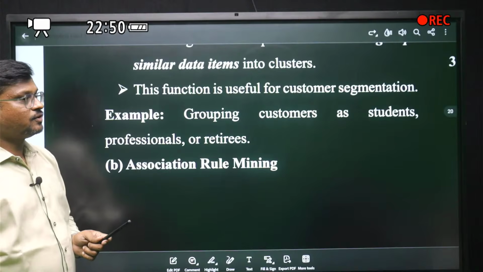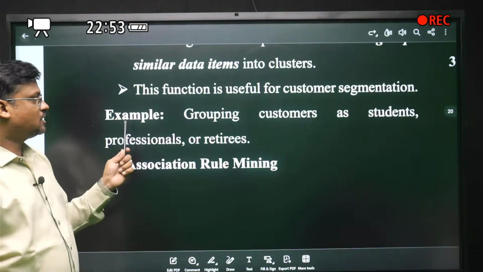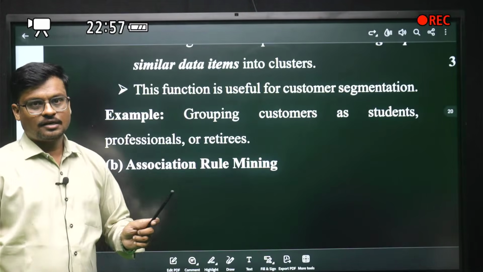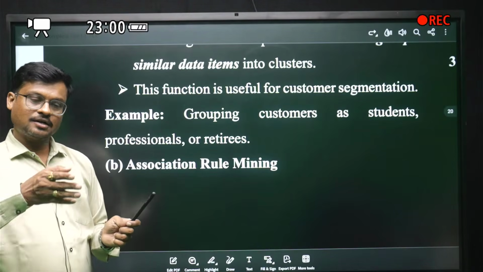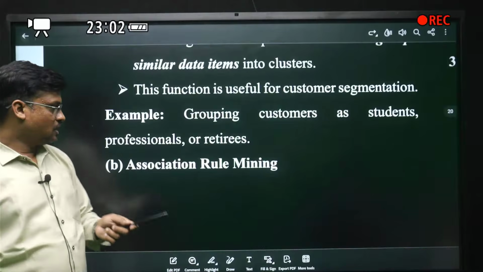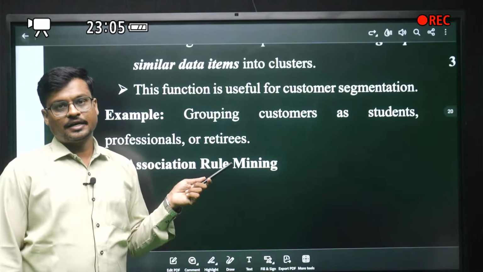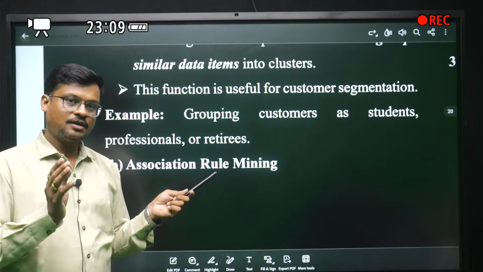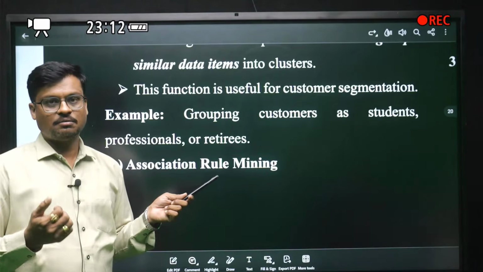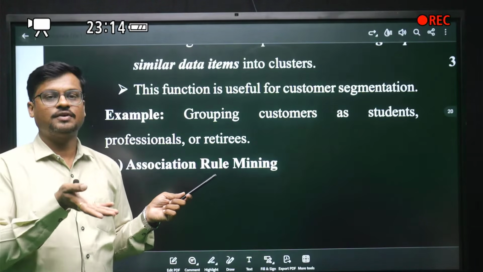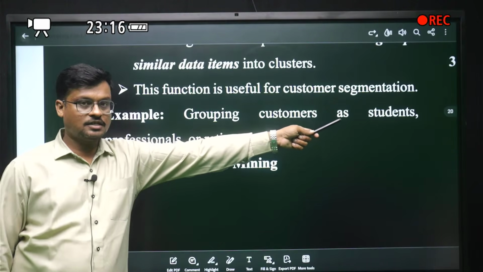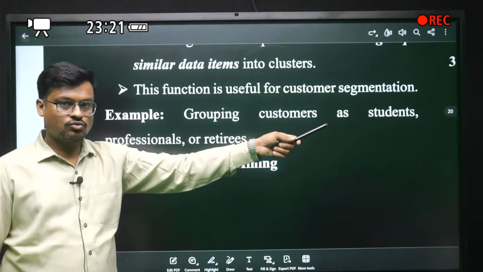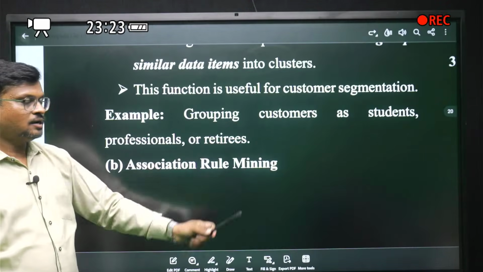This function is useful for customer segmentation. Example, grouping customers as students, professionals, retirees, so that I'll be able to send separate marketing strategies for the student, the professional, and the retired employee, because I can't use the same strategy for everyone. So if I divide my data into different clusters, I'll be able to apply different strategies to the different clusters. You will be able to identify your customers as students, professionals, or retirees.